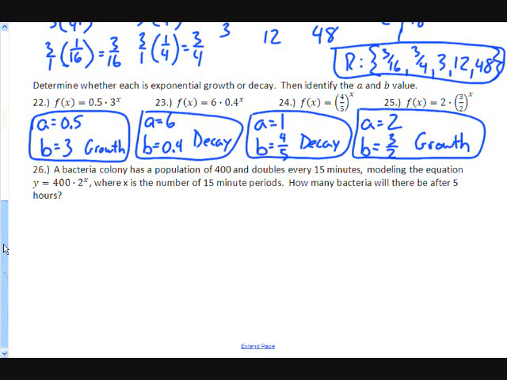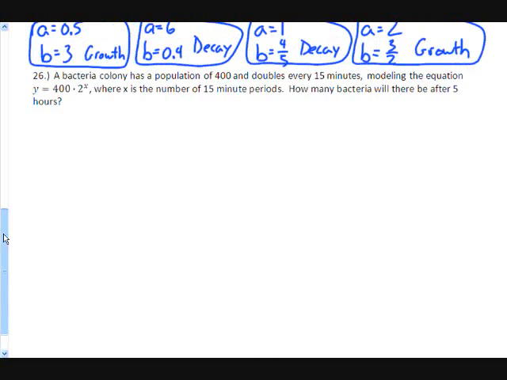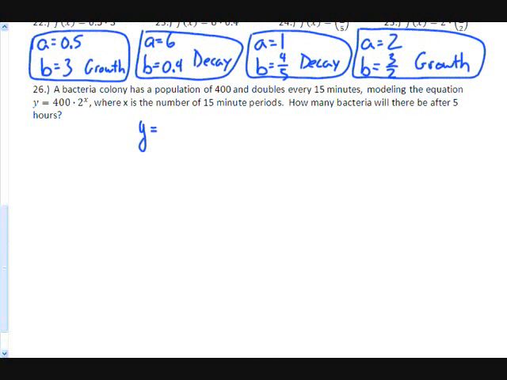For this one, it says a bacteria colony has a population of 400 and doubles every 15 minutes. Modeling the equation, y equals 400 times 2 to the x, where x is the number of 15-minute periods. And we want to know how many bacteria there's going to be in 5 hours. Okay, so the first thing we're going to do is write down this equation, y equals 400 times 2 to the x, and now I just need to plug in an x value.